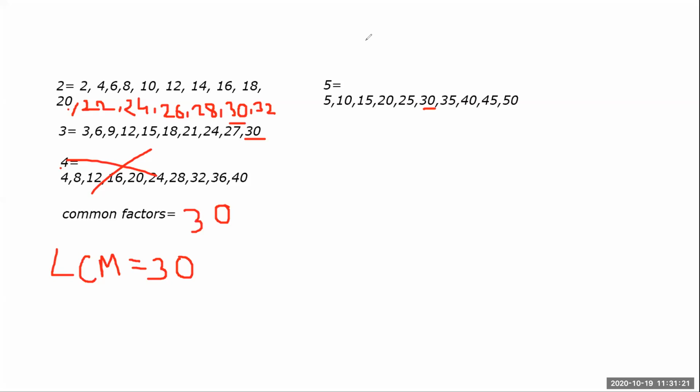Okay. Let me check your chat box. Now I will give you one example, because we'll do one evaluation part and then we'll stop our lecture. So I will give you one example, 4 and 6. Find the LCM of 4 and 6.